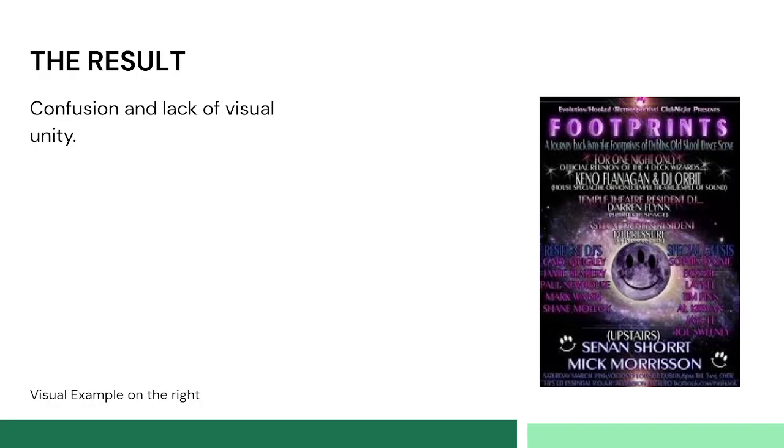So this is what happens when you make mistakes, when you apply color wrongly, and this will lead to confusion and lack of visual unity. As we can see in this flyer on the right, it's hard to make sense of what this person is trying to communicate to us. And this is what happens when you apply color wrongly in your design.